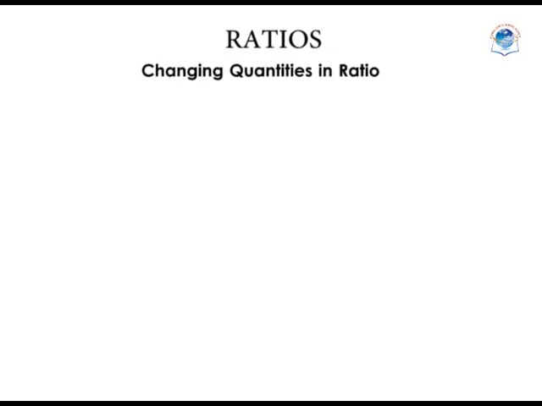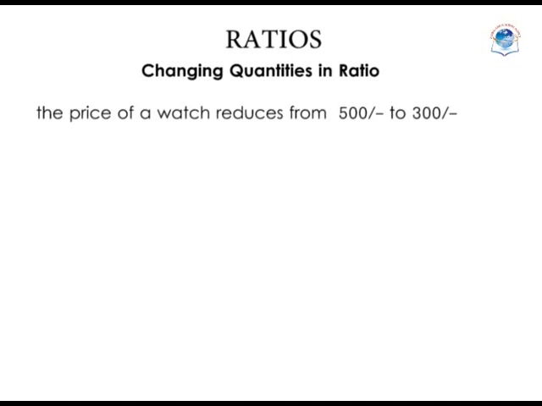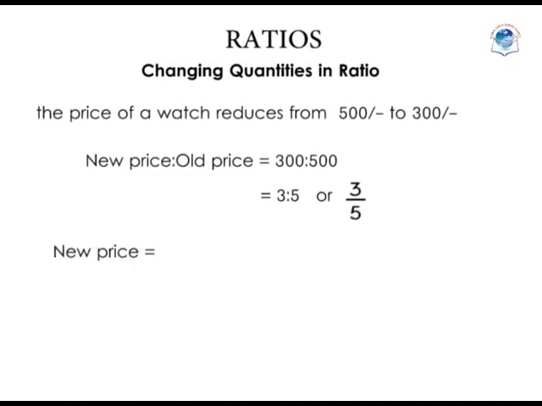Changing quantities in ratio. Now, when the quantity of an item changes, we might want to express the new value in terms of the old value. For instance, if the price of a watch reduces from 500 to 300 shillings, the ratio of the new price to the old price is 300 to 500, and that simplifies to 3 to 5. Or in form of fraction, that will be 3 over 5. So the new price is 3 over 5 times the old price.